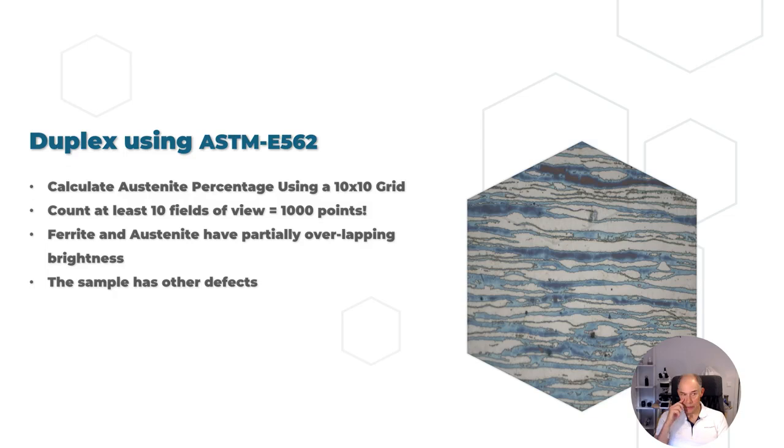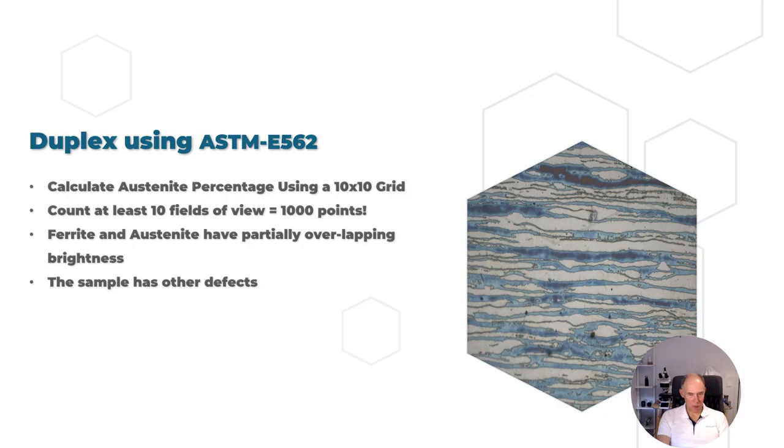Let's move on to another example. And I was talking about this duplex steel. And in this case, we want to calculate the austenite percentage using a 10 by 10 grid, which is according to the ASTM E562 standard. And again, we want to measure more than one field of view. 10 fields of view might be sufficient. The more the better. I'm just going to do 2.